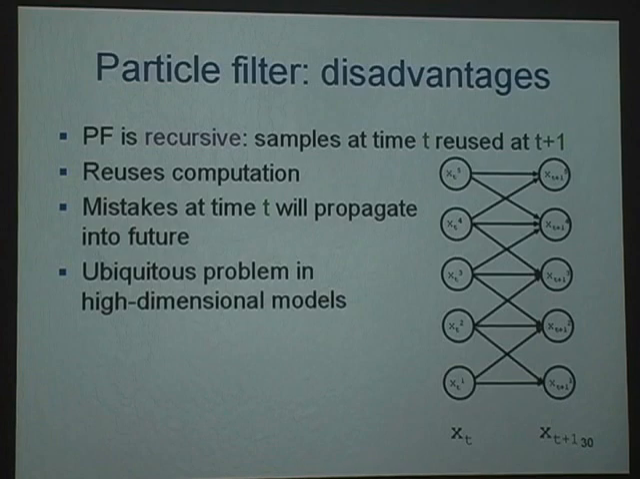The example I showed might have seemed kind of contrived, but in fact, it's ubiquitous in high-dimensional models. This is probably the biggest problem that people have in practice with particle filtering. Intuitively, the problem is that when you have a higher-dimensional model, each particle is like a guess about the entire state. And the more dimensions you have, the more likely you are to not guess correctly.